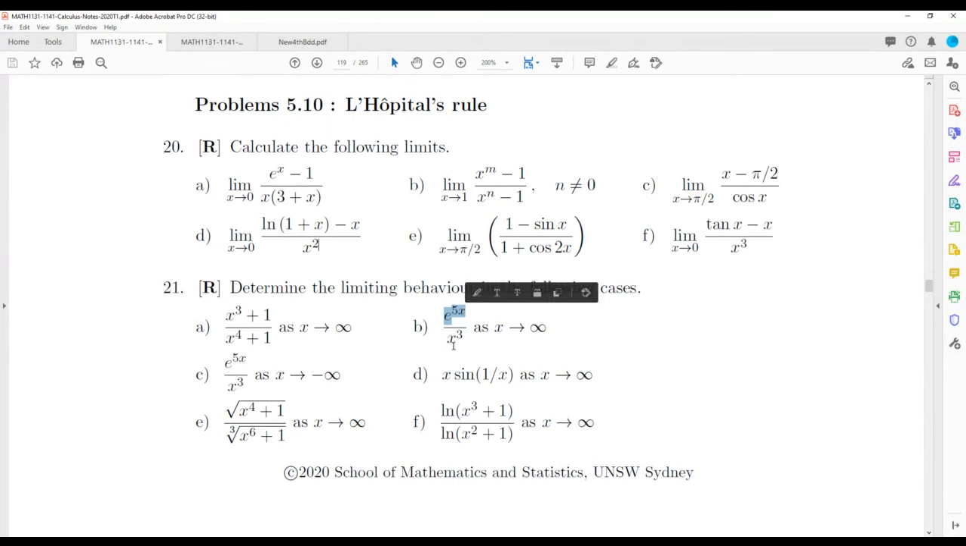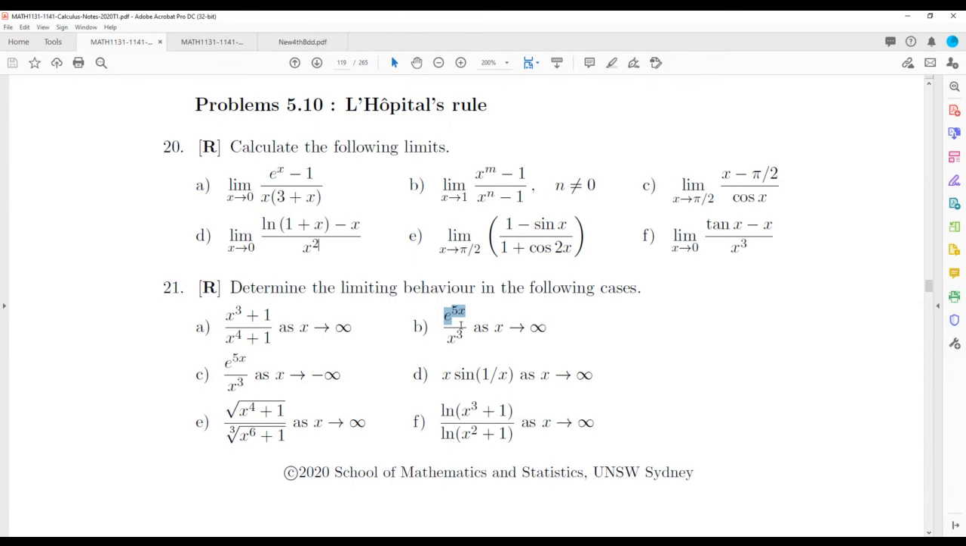This function is going to kill this other function. It's going to dominate it for sure. So what would you expect this limit to be without even doing any calculations? What would you expect the value of this limit to be? Yeah, Cynthia. Yep, it's going to go off to infinity. So you're absolutely right.